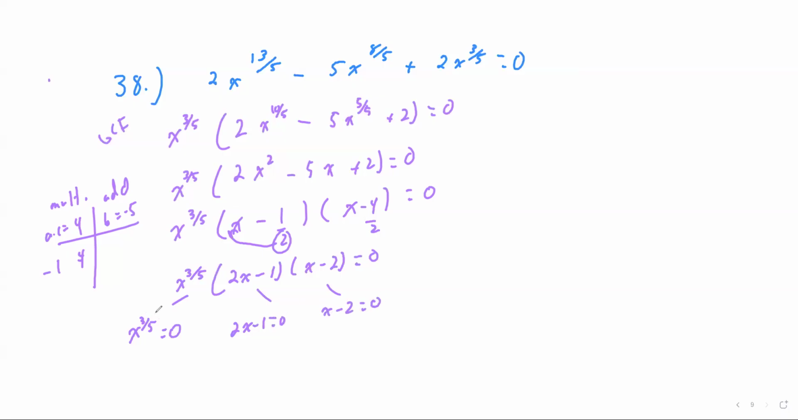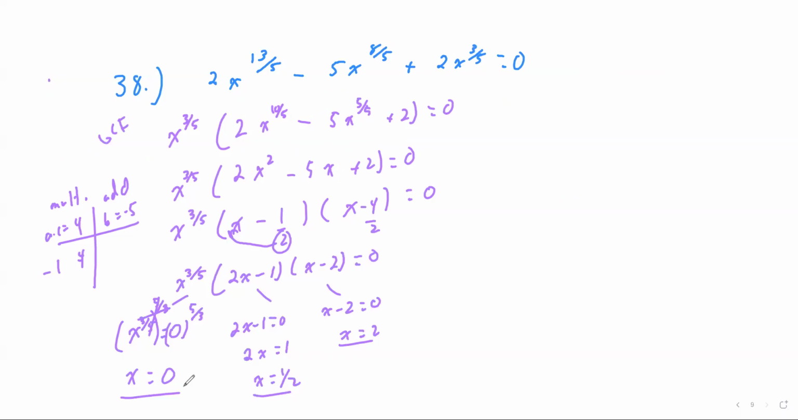To get rid of a rational exponent, just raise it by its reciprocal. So I'm going to raise this by the 5/3, and I'm going to do the same thing to this one. So that right there will cancel and you'll be left with x. But 0 raised to any power is just going to be 0 in itself. Then I'm going to add 1 on this one and then divide by 2. So I get 1/2. And then this one I'm just going to add 2. So there are your 3 answers for that one.